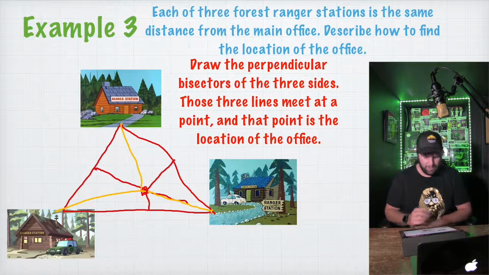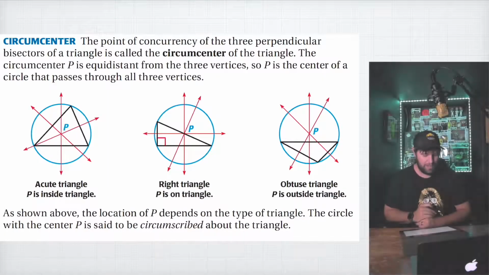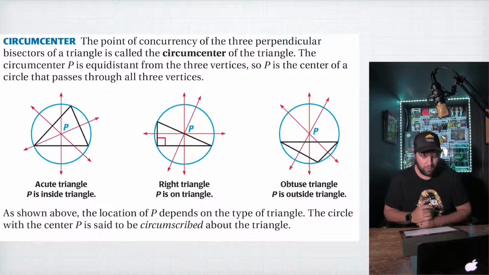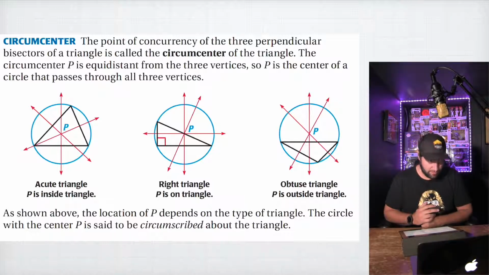Okay? Hope that makes sense. Then there's just a little more information. Circumcenter. The point of concurrency of 3 perpendicular bisectors of a triangle is called the circumcenter of a triangle. The circumcenter, P, is equidistant from the 3 vertices. So P is the center of a circle that passes through all 3 vertices.